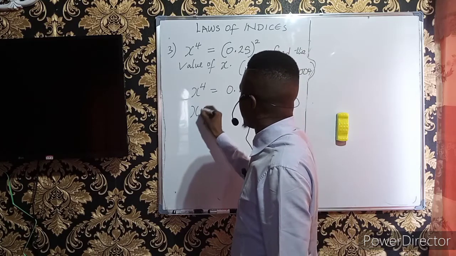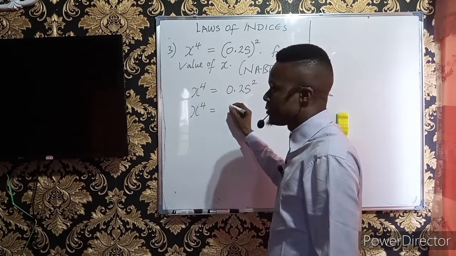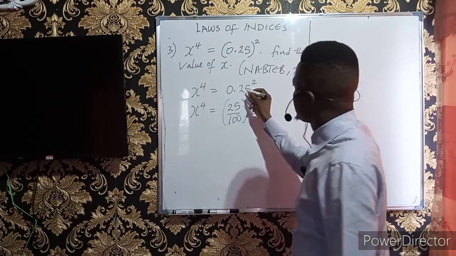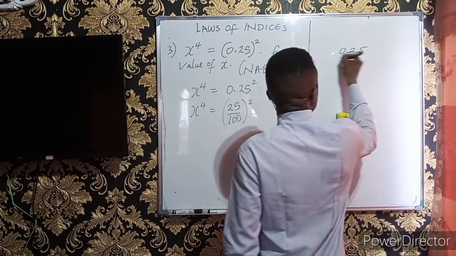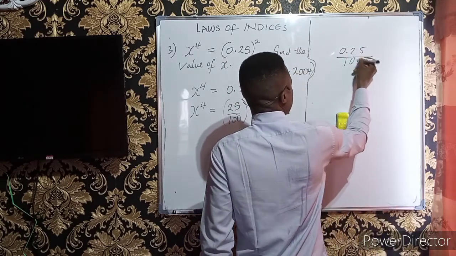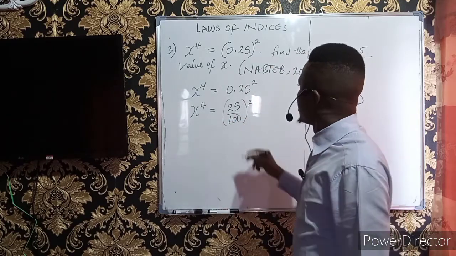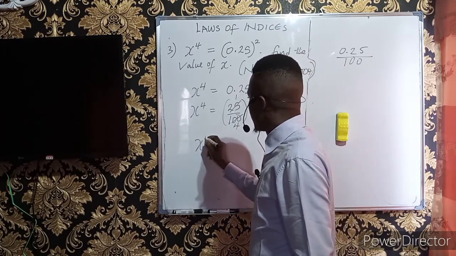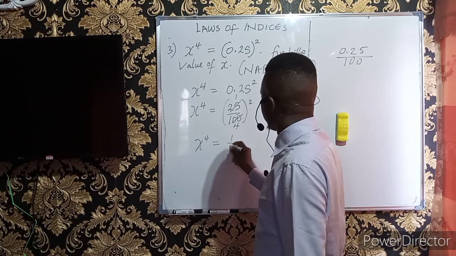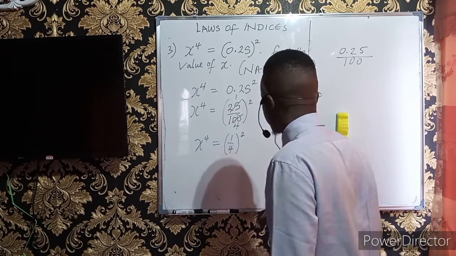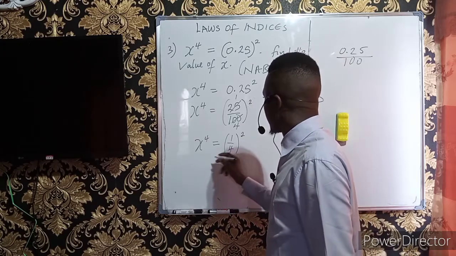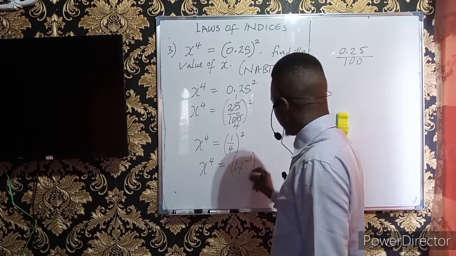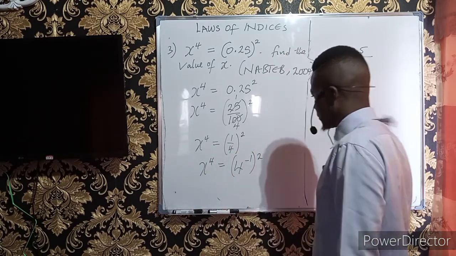To be on a safer side here, let us convert this 0.25 to a fraction. It will become 25 over 100, then to the power of 2, because 0.25, when I draw a straight line under it, seeing point 1, number 0, number 0, is equivalent to 25 over 100. Now here, 25 into 25 is 1, 25 into 100 will give me 4. So I'll see that x to the power of 4 is equal to 1 over 4 to the power of 2. Now this 1 over 4 can be written as 4 to the power of minus 1, so x to the power of 4 equals 4 to the power of minus 1, all to the power of 2.